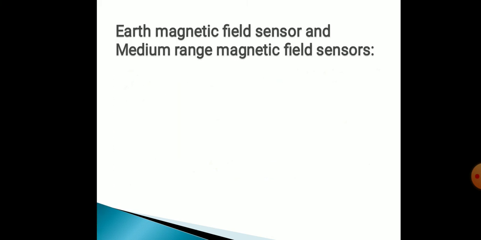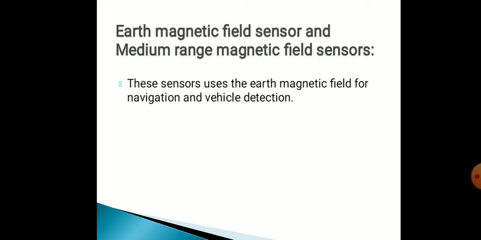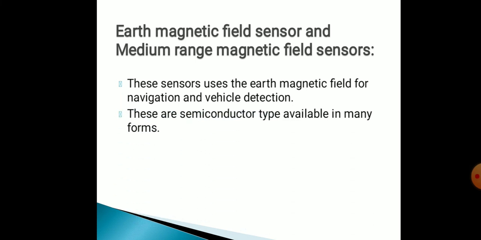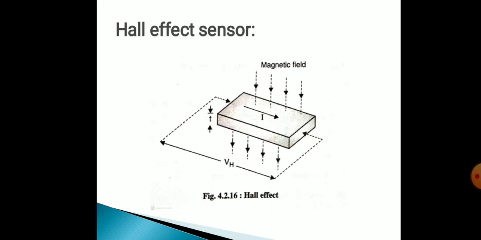Next one is the earth magnetic field sensor and medium range magnetic field sensors. These sensors use the earth's magnetic field for navigation and vehicle detection. These are semiconductor type, available in many forms. Examples are the Hall effect sensor and magnetoresistors. Hall effect sensor. When a semiconductor material carrying current is placed perpendicular to a magnetic field, an EMF is induced across the two opposite edges of the semiconductor.